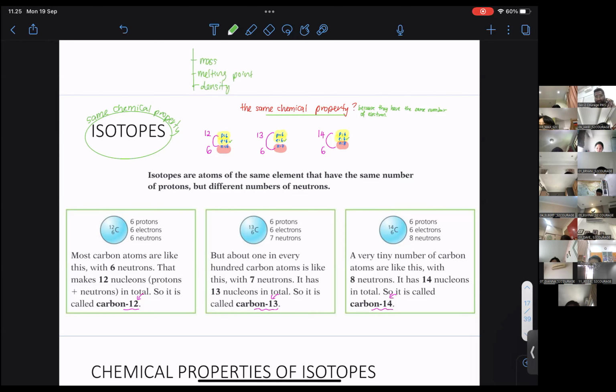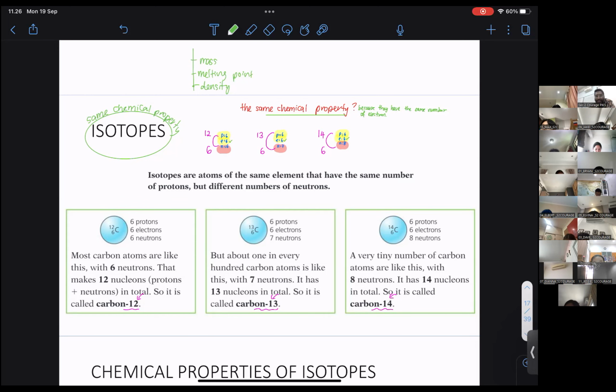So now, Henrietta, can you tell me, do you think that isotopes will have the same physical property or different physical property? I think this is already enough for you to make the guess. Repeat the question. Do you think isotopes have the same physical property or different physical property? Different physical properties. Okay, why, Henrietta? Because they have different mass numbers.